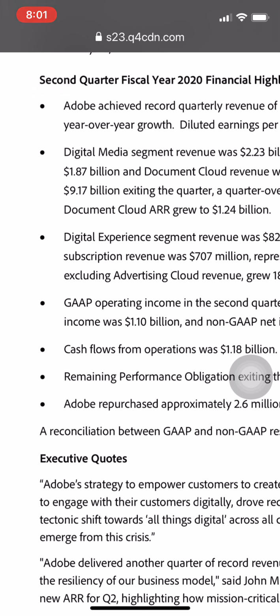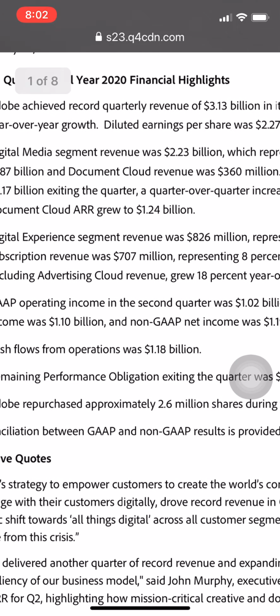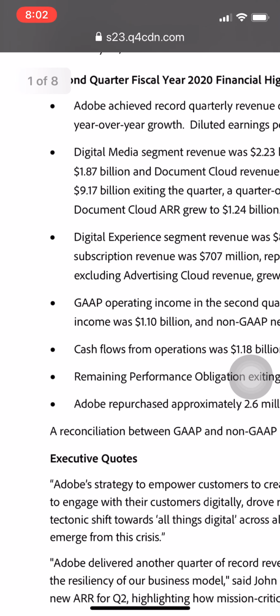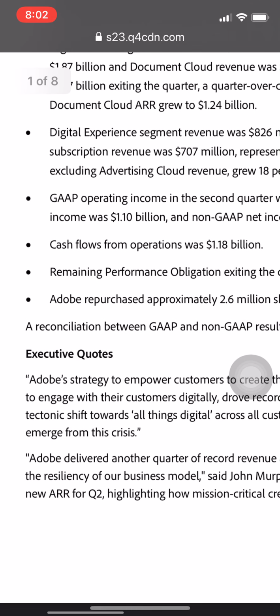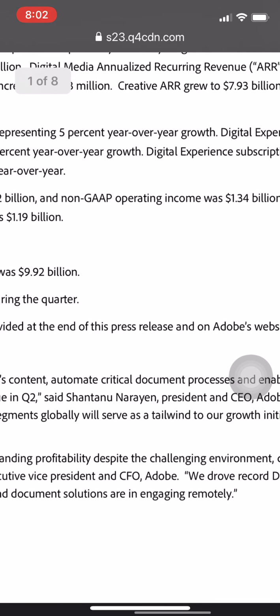So the fact that these are subscription-based services, it's good to see that kind of recurring revenue, and we want to see that kind of revenue growth, especially when it's subscription-based. And digital experience segment was $826 million, which is a 5% year over year growth.